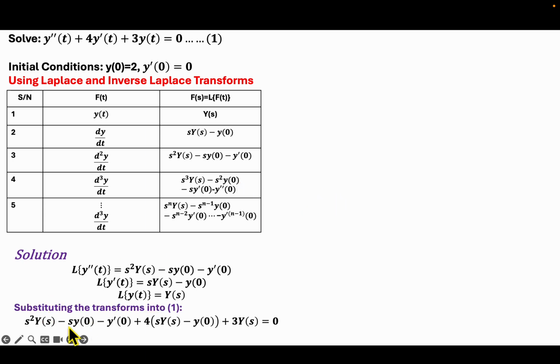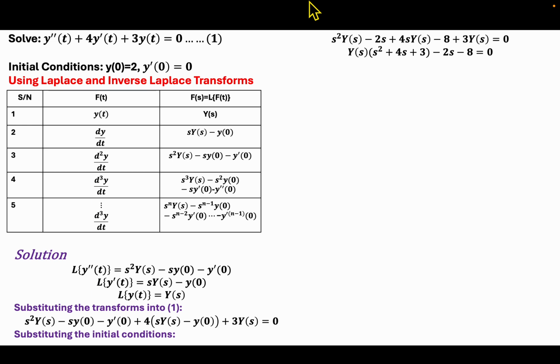So you can see it is in the form of S domain, but we also have the initial conditions. So now what we need to do is to substitute the initial conditions, that is y of 0 is equal to 2 and y prime of 0 is equal to 0. So doing that, we'll have this equation, and now collecting like terms. So all the Y of s are put on one side, and we have the other terms, minus 2s and minus 8. So taking minus 2s and minus 8 to the other side, we'll have this equation.